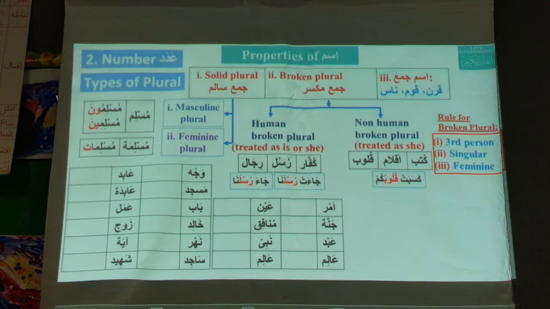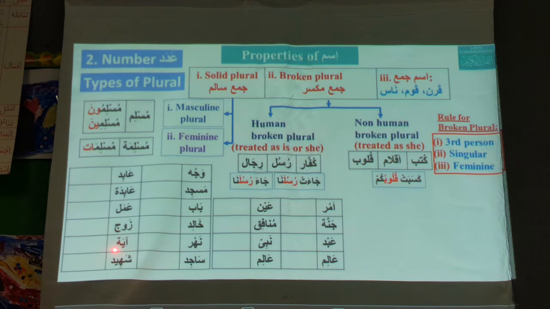Zawj. What is the plural of zawj? Azwaj. Is it a broken plural or solid plural? Solid? Does una, ina come at the end? So is it solid now? Broken. What kind of broken? Is it human or non-human? Human. And zawj could be for animals as well. They are ghair aqil. So it could be aqil and ghair aqil, both.